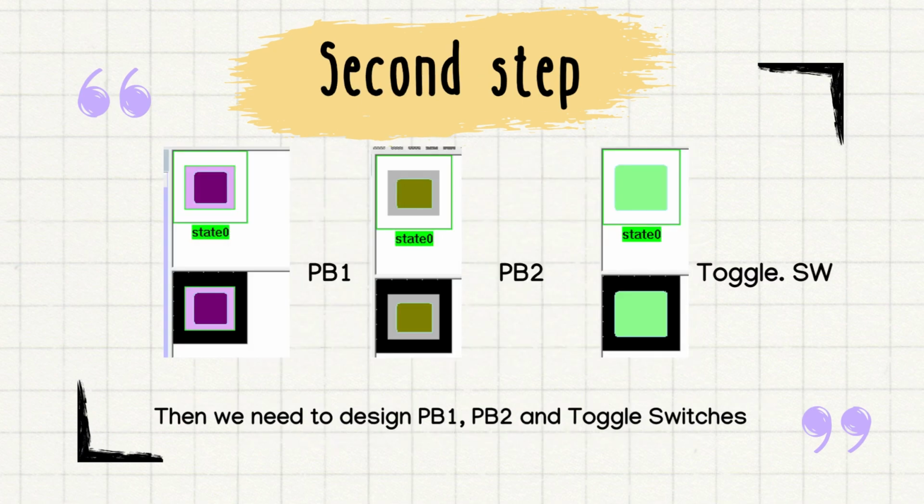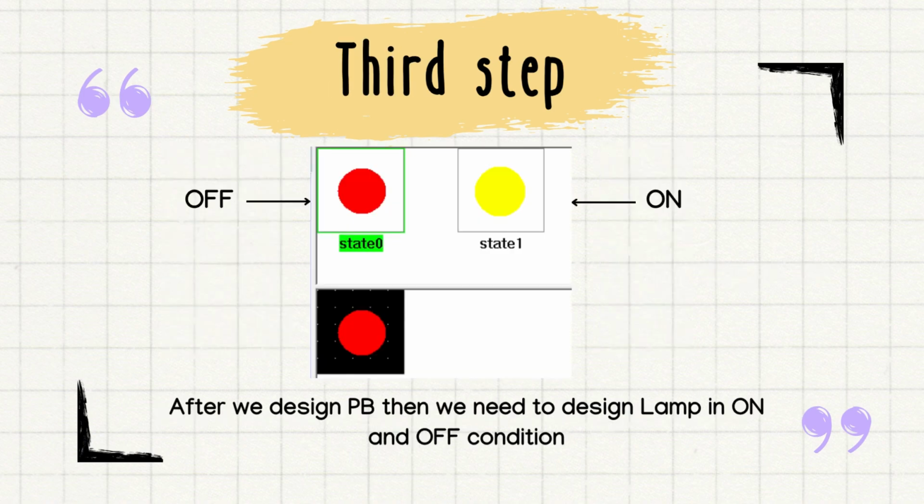For the second step, in the lab sheet, we need to design push button 1, push button 2 and a toggle switch. We can design any color that we want. For the third step, after we design the push buttons, we need to design a lamp in two conditions. The first condition is on and the second condition is off.